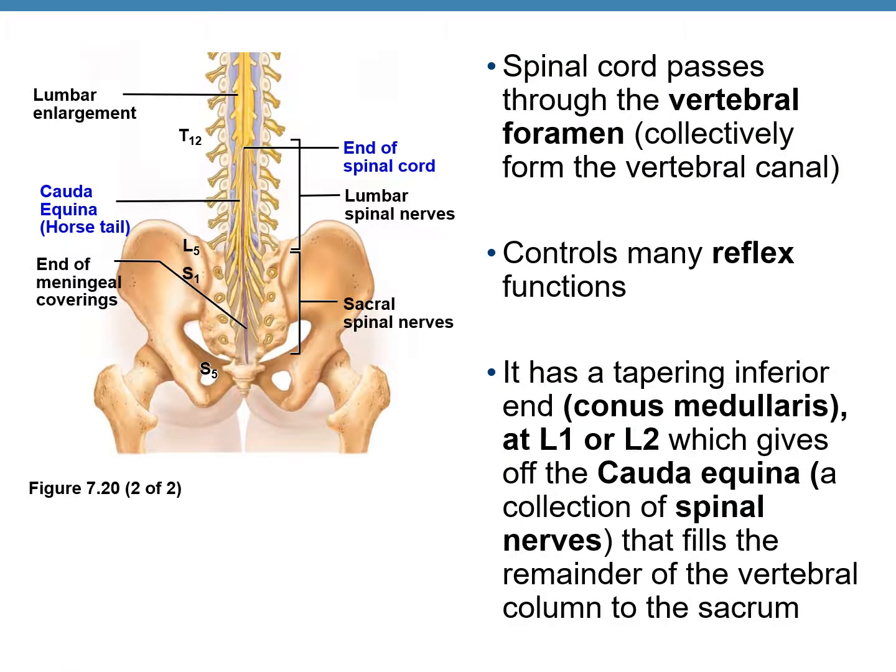The spinal cord resides inside the vertebral column. It passes through the opening in each vertebra, which is known as the vertebral foramen. The last part or the inferior part of the spinal cord is tapering, and it is at the level of L1 or L2. This is known as the conus medullaris. After the conus medullaris, there is a horse tail like collection of nerves that goes out, which is known as the cauda equina, and this fills the remaining part of the vertebral column all the way up to the sacrum. The spinal cord has the responsibility of regulating many reflex reactions.